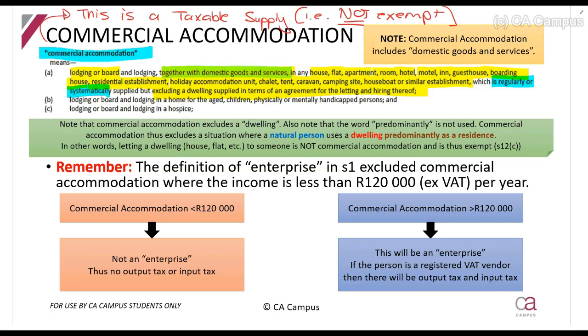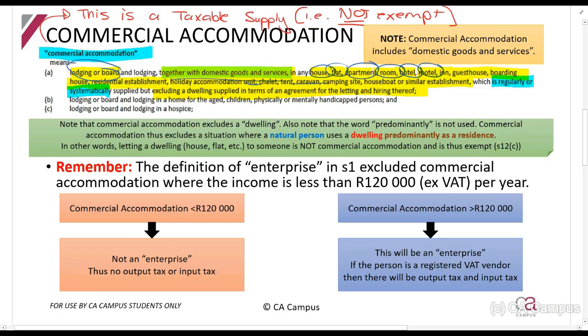Okay, so what is commercial accommodation? It says it is if you give a person a place to stay together with services. So for example, if you go and stay in a hotel and there's someone that brings you room service, or they come and clean your room, that's a service. That is part of the commercial accommodation. They say then it doesn't matter if it's a house, a flat, an apartment, a room, a hotel, a motel, etc. A caravan, whatever.